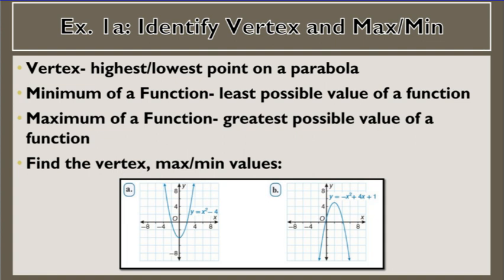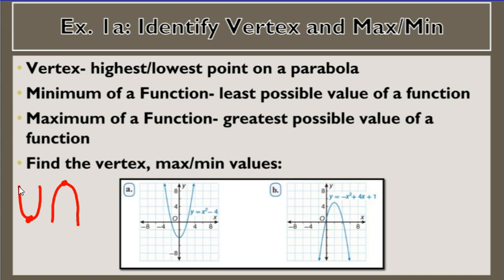So, identifying the vertex and the maximum and minimum. The vertex of a parabola is just the highest or the lowest point on a parabola. The minimum of a function is the least possible value of a function. If you think about a U-shaped parabola, the vertex is always on the base, where the turning point of the parabola is. So if it's U-shaped, it's got a minimum, the lowest point. If the parabola is the other way around, an upside down U, that means the vertex is up on top and we have a maximum, which is the greatest possible value of the function.